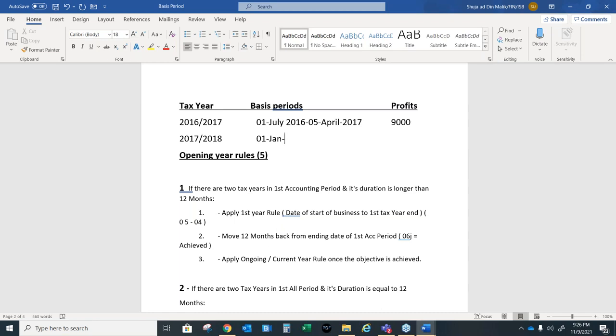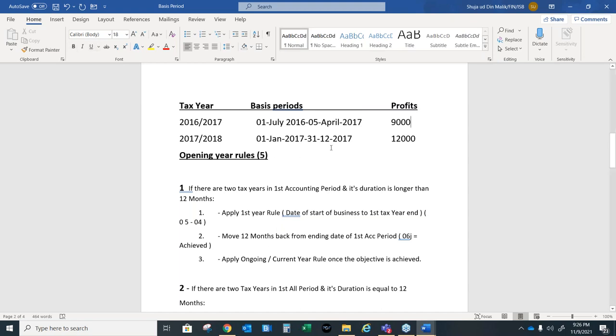January 17 to 31st December 17. Exactly 12 months. Per month profits were 1,000, and we have taken 12 months, so we will be having 12,000.